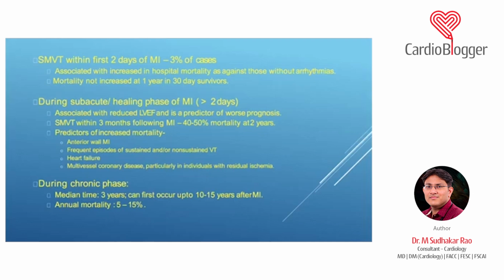And which group of patients are at high mortality? One, anterior wall MI. Patients with anterior wall MI have a higher likelihood because LV function is less, they have a scar, so they have a focus for re-entry. Second, people who have frequent episodes of sustained or non-sustained VT, people with heart failure and multi-vessel disease, where some vessels are not revascularized. Those are the groups of patients who have a higher mortality compared to other patients.